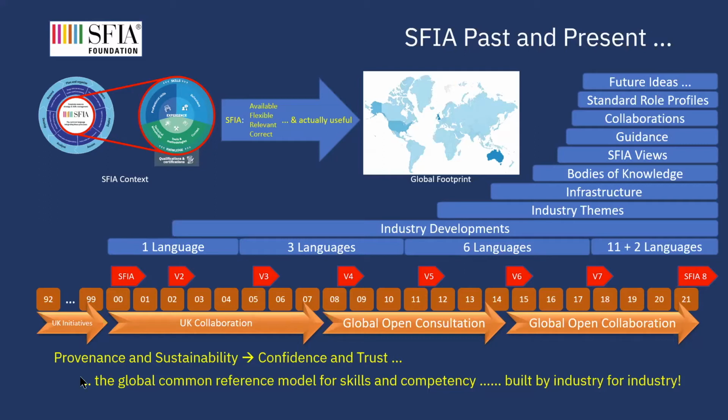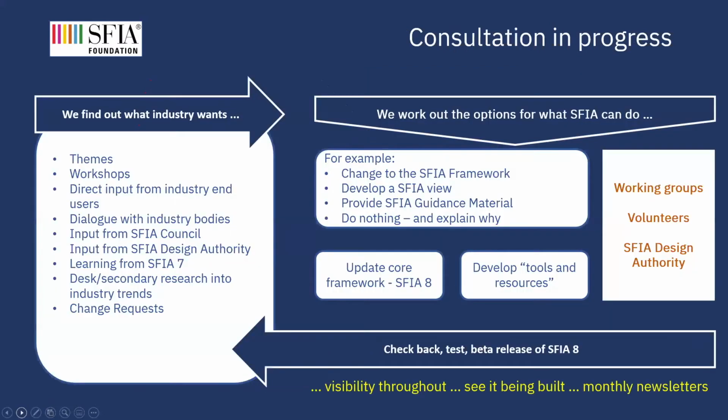So moving on to the consultation process. Essentially what we do is we find out what industry wants, we work out the options for what SFIA can do to solve those, to address those issues, and then we check back with industry through testing and the beta release. We find out what industry wants through all sorts of mechanisms.